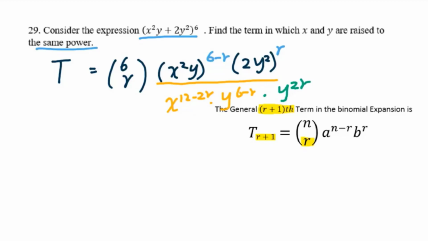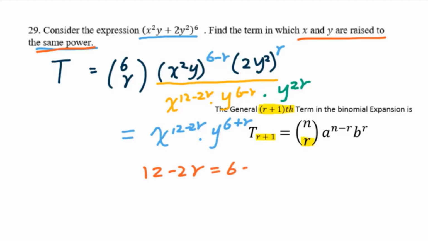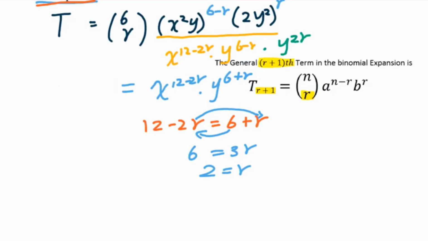We only care about the exponents of x and y. So x is 12 minus 2r. For y, adding, we got 6 plus r. This says x and y are raised to the same power. In other words, 12 minus 2r equals 6 plus r. Solving the linear equation, you will get 6 equals 3r. So r equals 2.